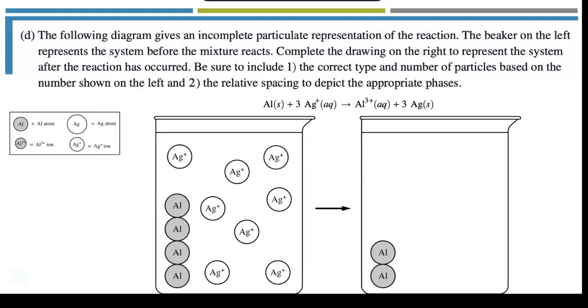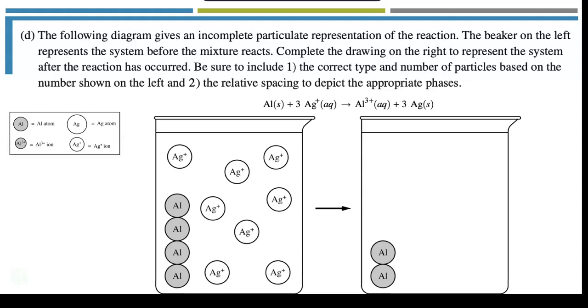Okay, let's go on. The following diagram gives an incomplete particulate representation of the reaction. The beaker on the left represents the system before the mixture reacts. Complete the drawing on the right to represent the system after the reaction has occurred. Be sure to include 1, the correct type and number of particles based on the numbers shown on the left, and 2, the relative spacing to depict the appropriate phases.